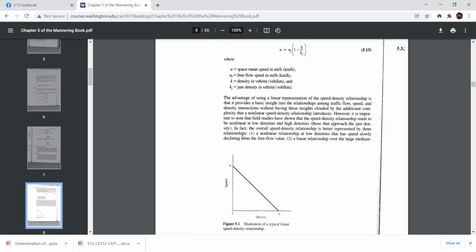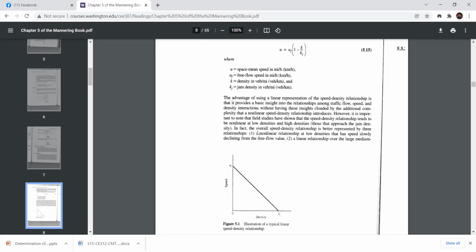The advantage of using a linear representation of the speed density relationship is that it provides a basic insight into the relationship among traffic flow, speed, and density interactions without the additional complexity that a nonlinear speed density relationship introduces. However, it is important to note that field studies have shown that the speed density relationship tends to be nonlinear at low densities and high densities, those that approach the jam density.